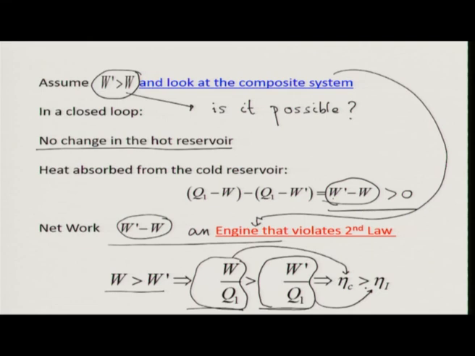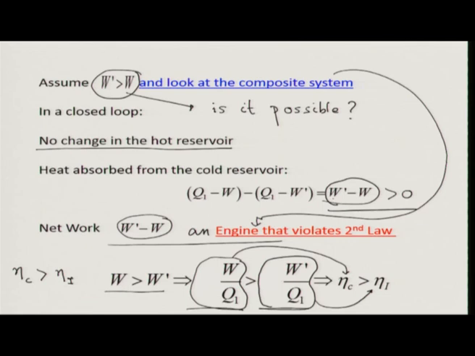Remember, there is a crucial point. W by Q1 is the efficiency of the Carnot engine, which in this argument I used as a refrigerator. But if I operate a Carnot engine as an engine, then I know this is the efficiency. My mathematical argument tells me that this quantity is greater than this quantity. So the efficiency of a Carnot engine must be greater than the efficiency of the irreversible engine. So this is the point where I will stop the lecture today.